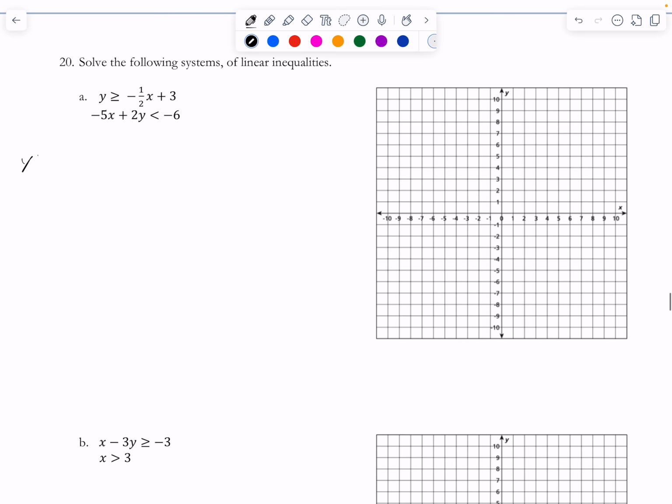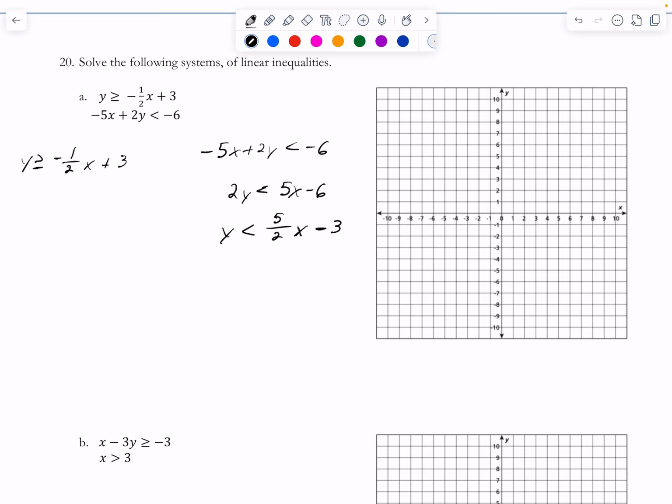The first one is, we have y is greater than or equal to negative 1/2 x plus 3. Let's copy down the second one, and I want to make this become slope-intercept. So I'm going to move the negative 5x to become a positive 5x. Divide everything by 2, so y is less than 5/2 x minus 3. Okay, let's graph each of these.